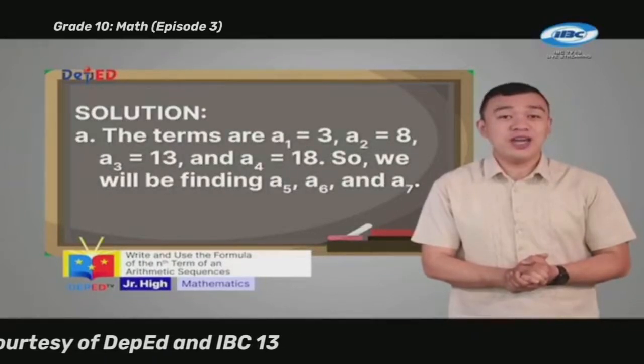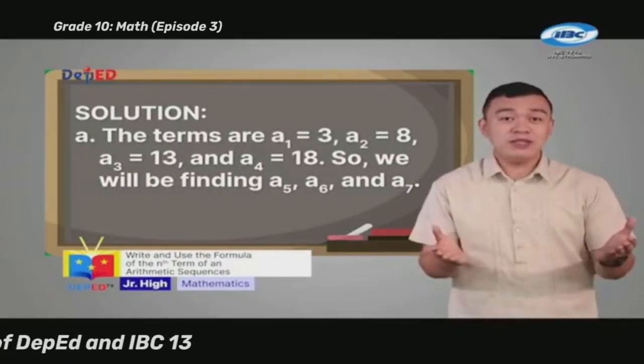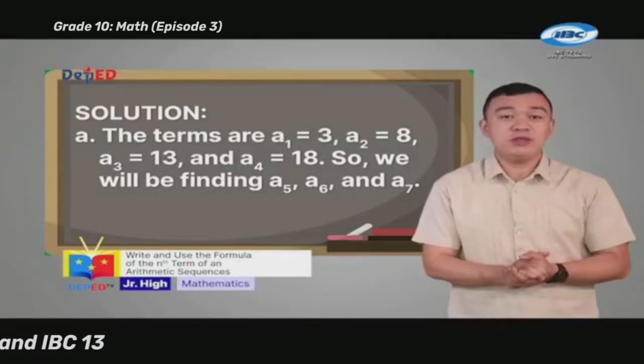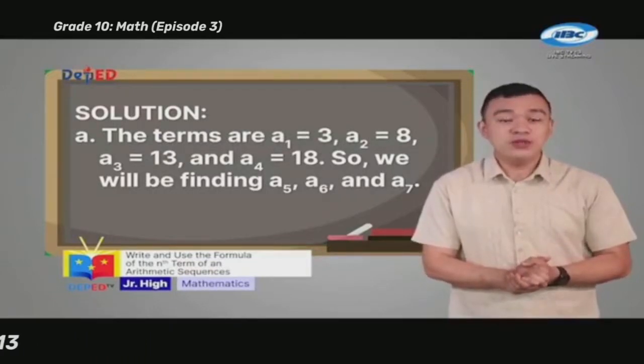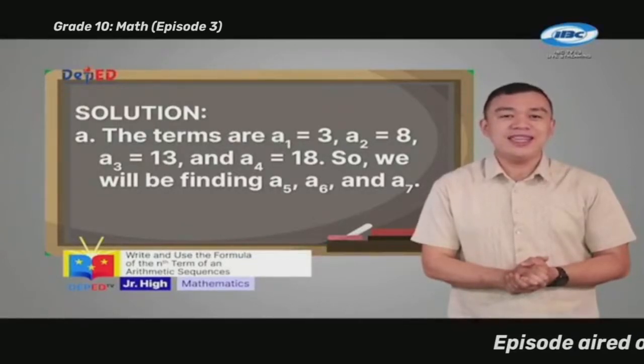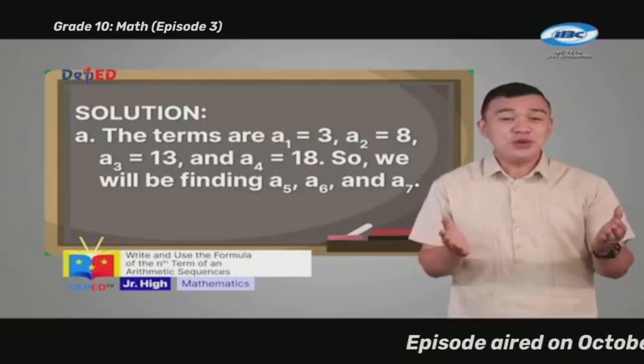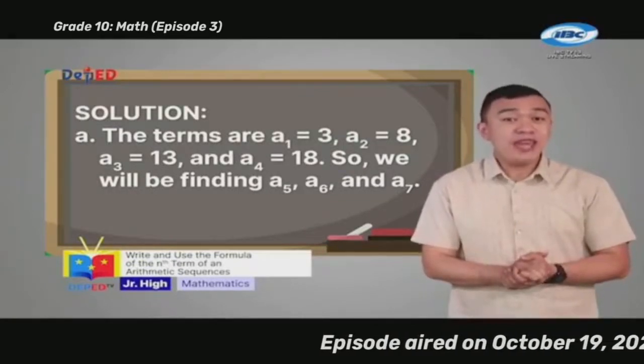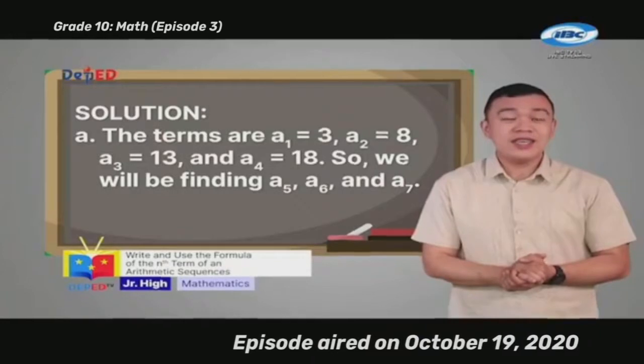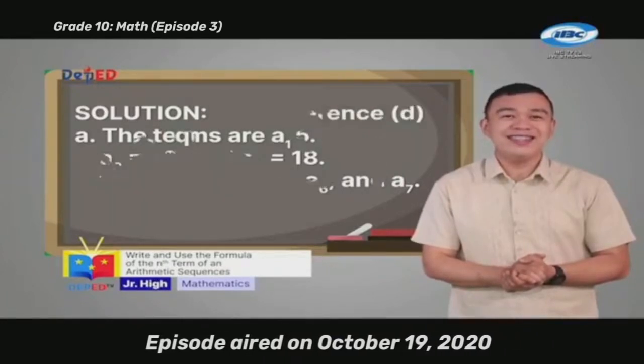The terms are a sub 1, which is the first term, is equal to 3. A sub 2, or the second term, is equal to 8. A sub 3, or the third term, is equal to 13. And the fourth term, or a sub 4, is equal to 18. So, we will be finding a sub 5, a sub 6, and a sub 7.